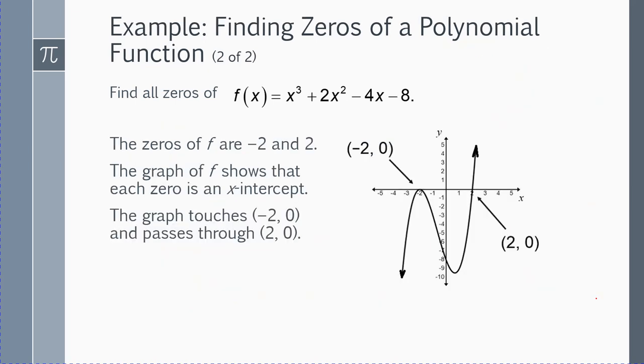Now look, if you just look at the graph of this, we saw that the zeros were negative 2 and 2. So the graph of f shows that each zero is that x-intercept that I said. Notice here, and this will come up in a second, that at negative 2, it just touched the graph and turned, and then at x is equal to 2 here, it actually went through. Knowing if it turns or goes through is going to be determined by its multiplicity, and I'll cover that in a second.